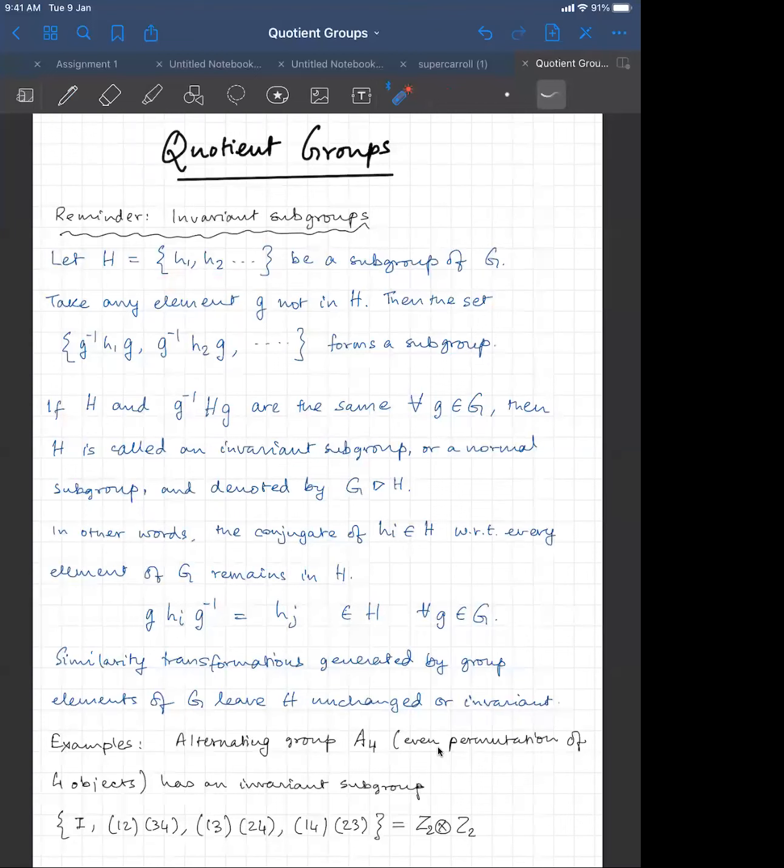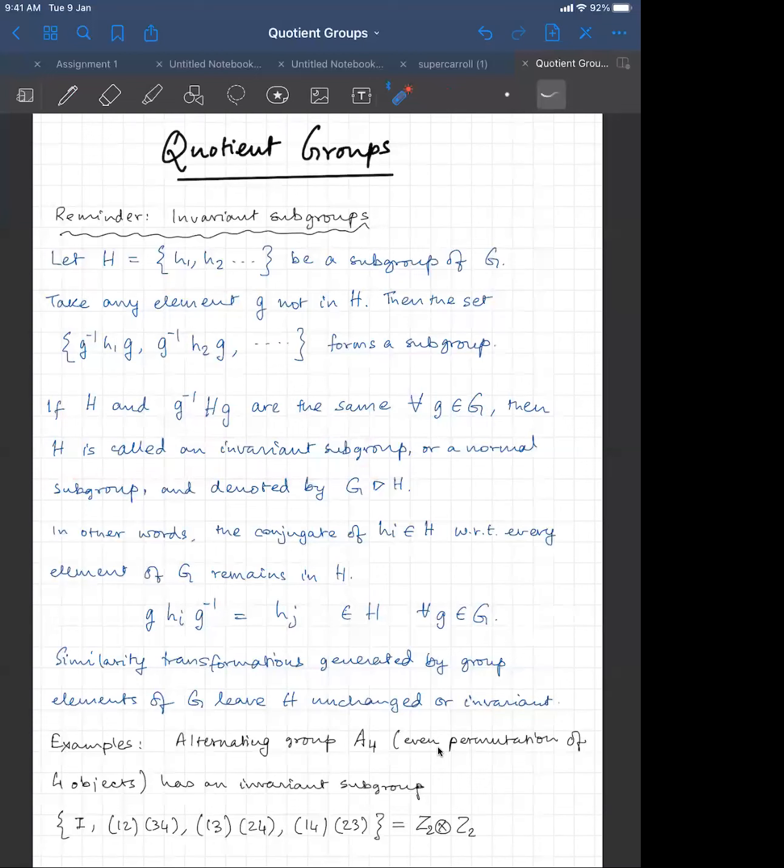And then what you can show in a short exercise is that the set G inverse H1 G, G inverse H2 G, etc., forms a subgroup. Now, what is an invariant subgroup? If H and G inverse H G are the same for all small g in the group G. So emphasize, there's special emphasis on for all elements g of the group G. If this is the case, then H is called an invariant subgroup, or as we also said before, a normal subgroup, okay? And it's denoted by this funny looking triangle that you have out here.